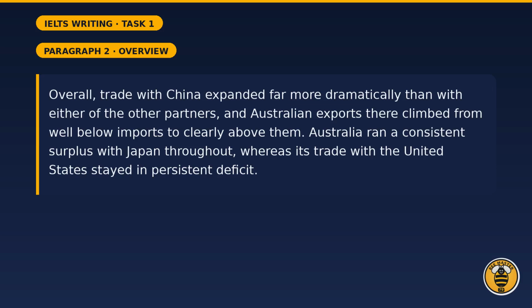Paragraph 2, the overview. Overall, trade with China expanded far more dramatically than with either of the other partners, and Australian exports climbed from well below imports to clearly above them. Australia ran a consistent surplus with Japan throughout, whereas its trade with the United States stayed in persistent deficit.